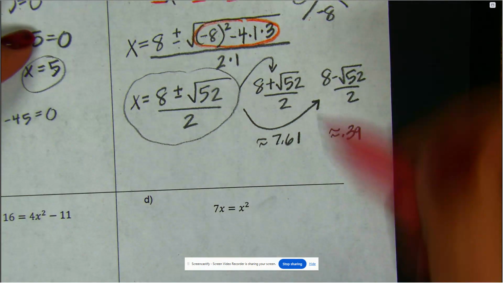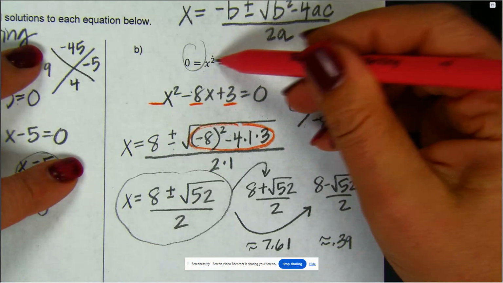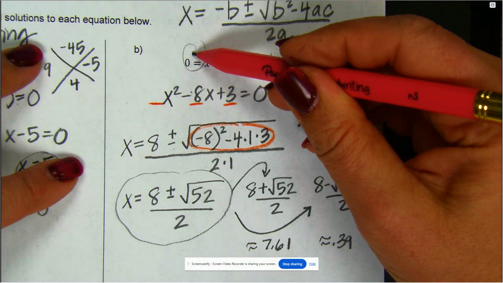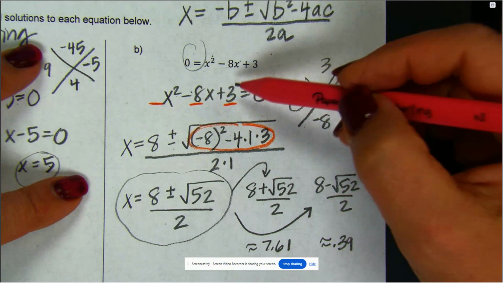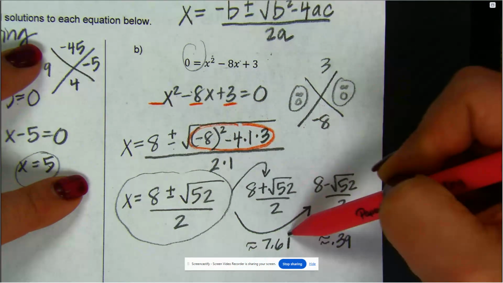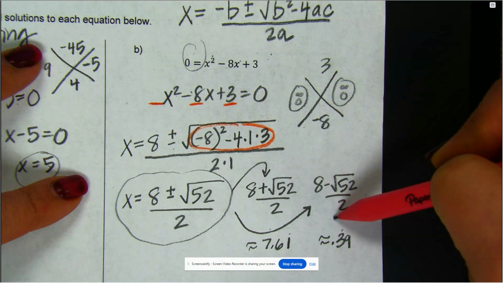We're finding the values that would make this equation equal 0. And also, visually, these are the roots. If you were to graph this on Desmos, this is where it's going to be touching the x-axis. Okay?